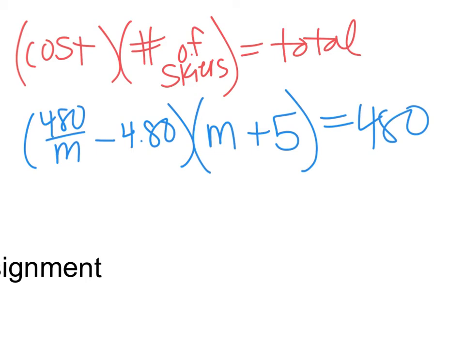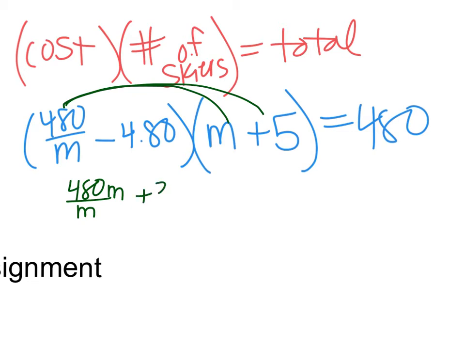So if we multiply 480 over M times M, here's what that will look like. 480 over M times M. So those M values are going to cancel out, but I'm going to leave it like that for now. And then I would multiply 480 over M times positive 5. So we'd multiply 480 times 5, which is 2,400. And then that's still going to be over M.